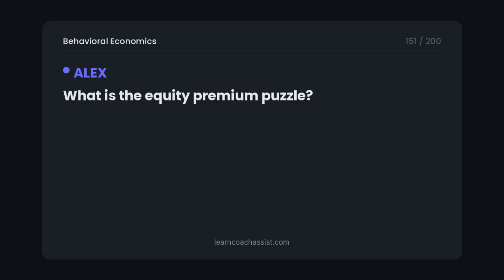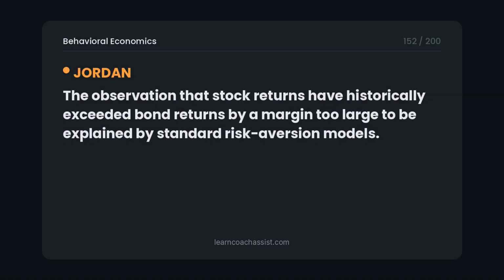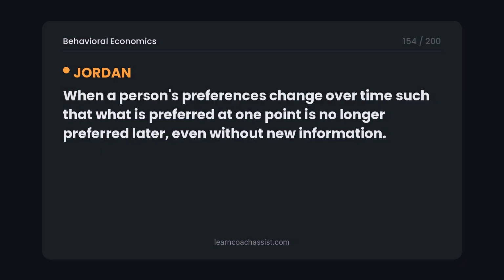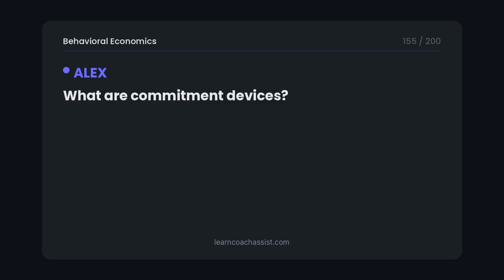What is the equity premium puzzle? The observation that stock returns have historically exceeded bond returns by a margin too large to be explained by standard risk aversion models. What is time inconsistency in behavioral economics? When a person's preferences change over time such that what is preferred at one point is no longer preferred later, even without new information. What are commitment devices?